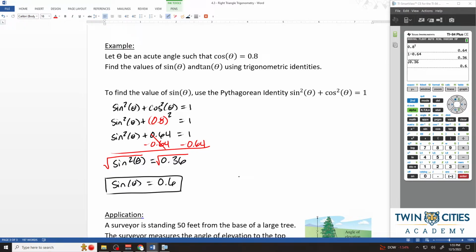Okay, now since I'm looking for tangent and I know what sine is and I know what cosine is, cosine was 0.8, that's what I started with. Here we just found that sine is 0.6. I can use one of my reciprocal identities. Tangent is equal to sine over cosine. Well, knowing that sine is 0.6 and cosine is 0.8, that means that tangent is 0.6 over 0.8.